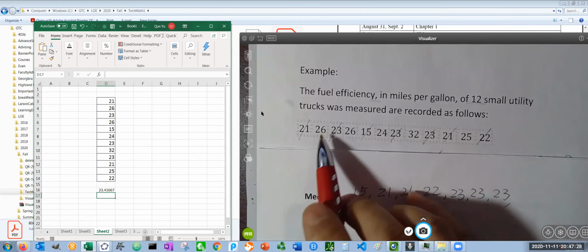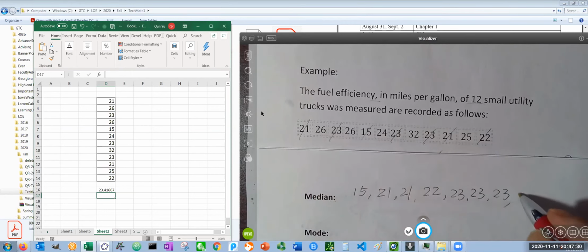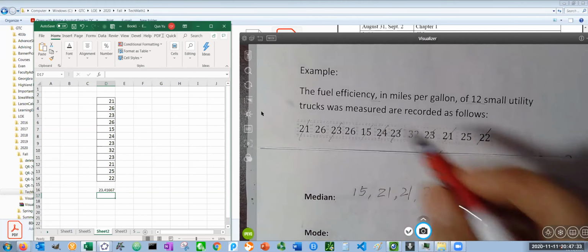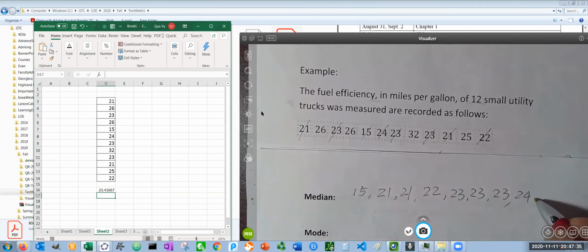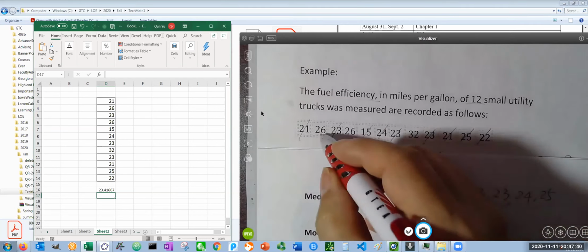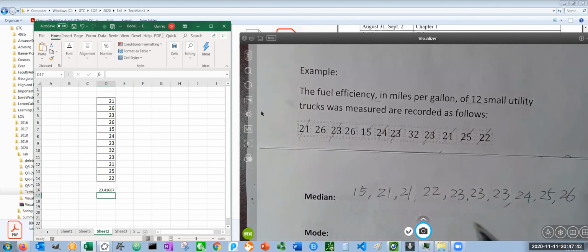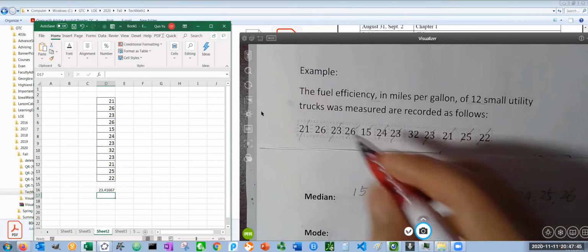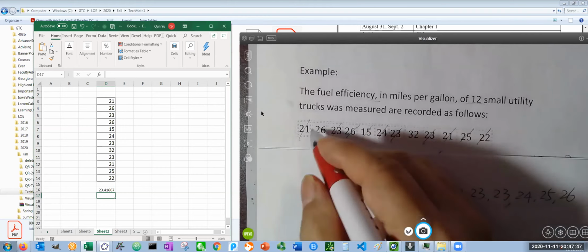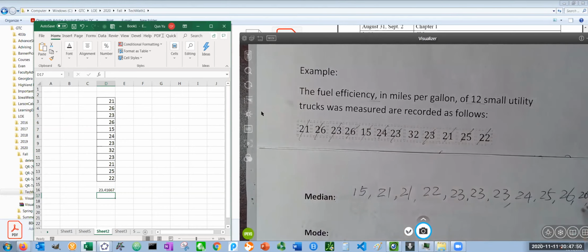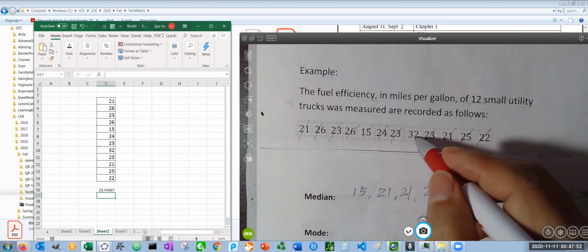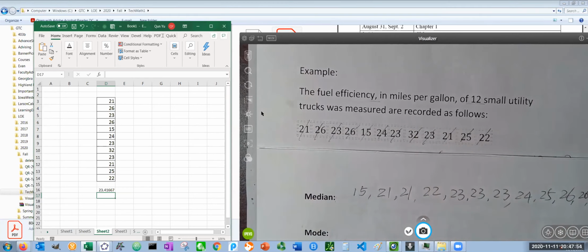And then 24. We got 24. Do I have more 24? No, just 1. Then do I have 25? Yeah, just 1. Then 26. How many 26? 1, 2, 26s. And then just 1 left, 32. Is that right? Yeah, just 32. Let's double count to make sure we have 12 numbers: 1, 2, 3, 4, 5, 6, 7, 8, 9, 10, 11, 12.